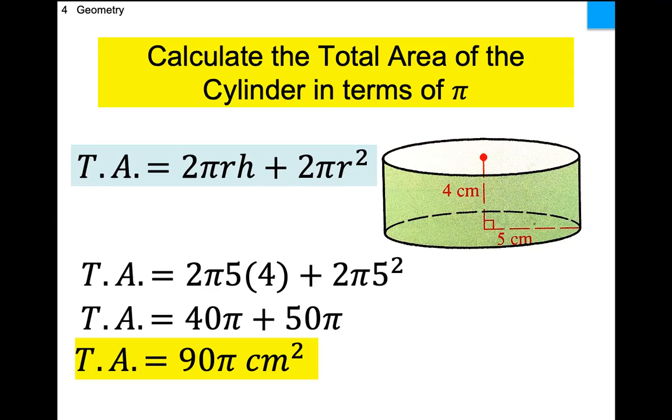Now be careful, tonight for homework they have you calculate both lateral area and total area. Remember, lateral area is just the 2 pi r h. So if it was lateral area, the answer would be 40 pi. Total area would be 40 pi plus the 50 pi, so 90 pi centimeters squared.